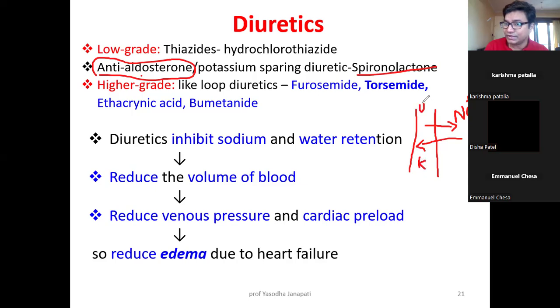This is urine. This is our blood vessel, you consider. The other side is the blood vessel. This is in the urine. Whatever sodium is present in the urine, with the help of aldosterone, sodium is reabsorbed and potassium loss occurs. Now, when you block this aldosterone, potassium will stay in the blood itself. That's why they are called potassium sparing diuretics.